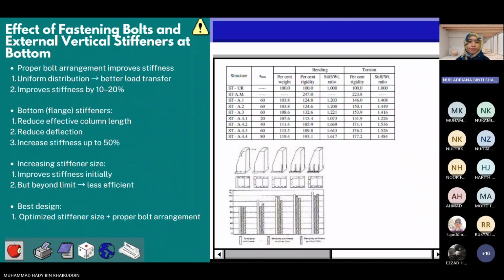Okay, the effect of fastening bolts and external vertical stiffeners at the bottom. First, proper bolt arrangement helps improve stiffness by ensuring better load transfer and reducing movement between parts. This can improve the stiffness by around 10 to 20%. Bottom stiffeners are even more effective. They reduce the effective length of the column, which lowers the deflection and can improve stiffness up to 50%. But increasing the size too much is not always good because efficiency will drop. So the design needs to be optimized in terms of stiffener size and bolt arrangement.